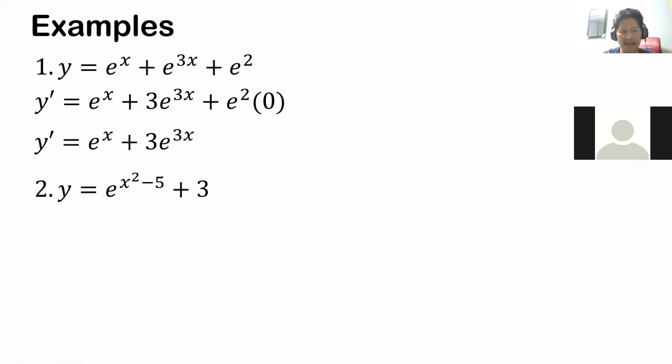The second example, what if we have y equals e to the x squared minus 5 plus 3? Okay, so to get the derivative, again, the first term, e to the x squared minus 5, this is some sort of an e to the u. So to get the derivative of that, you just have to copy e to the x squared minus 5, and then you multiply with the derivative of x squared minus 5. What is the derivative of x squared? That is 2x, and then the derivative of negative 5 is 0. So this will just be 2x e to the x squared minus 5. Notice we have a constant on the second term. The derivative is 0, so we don't need to write that. Okay, malinaw?